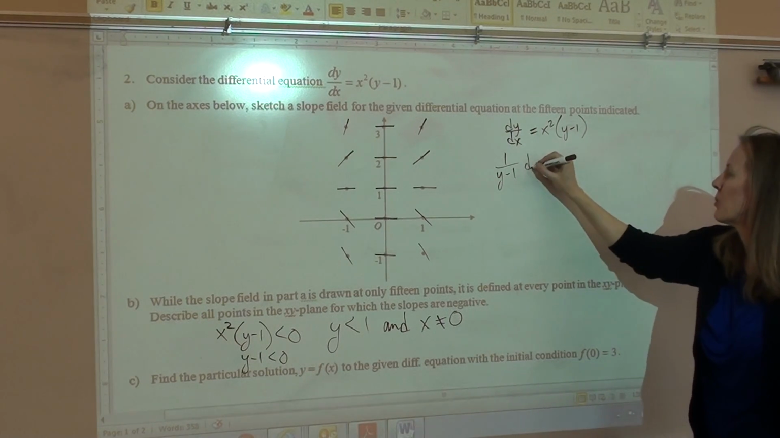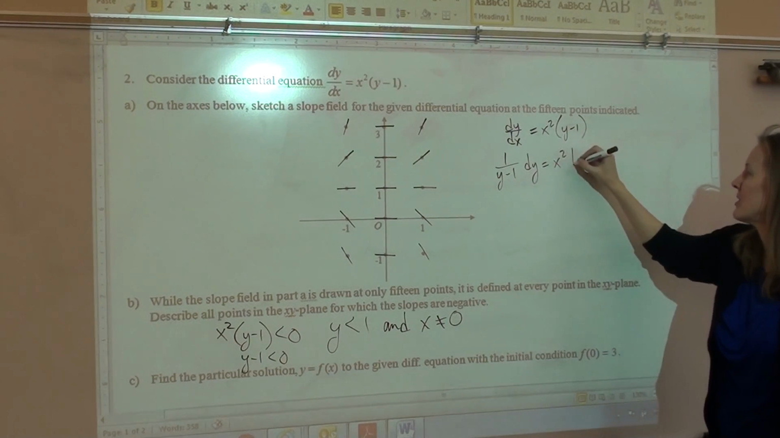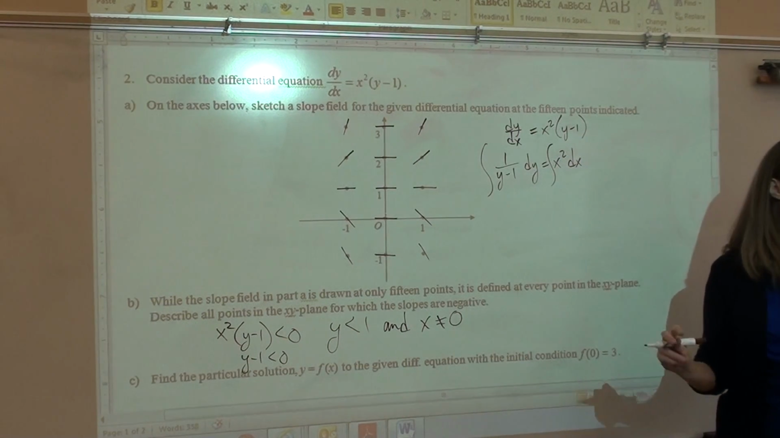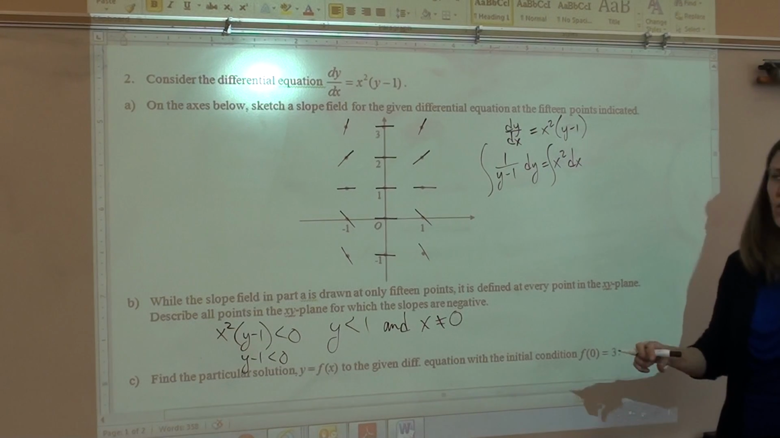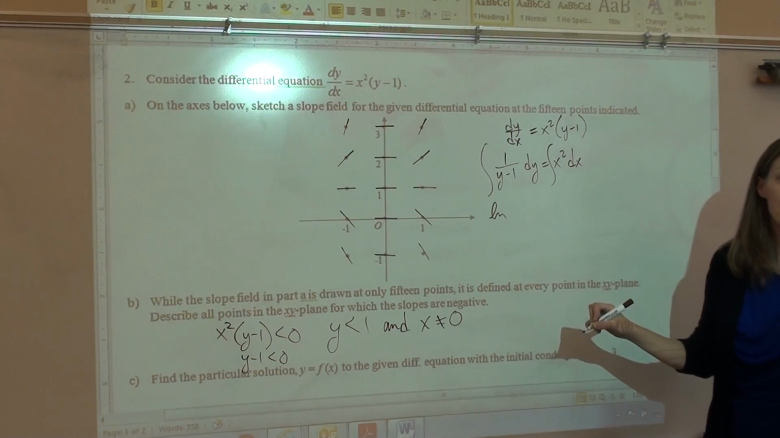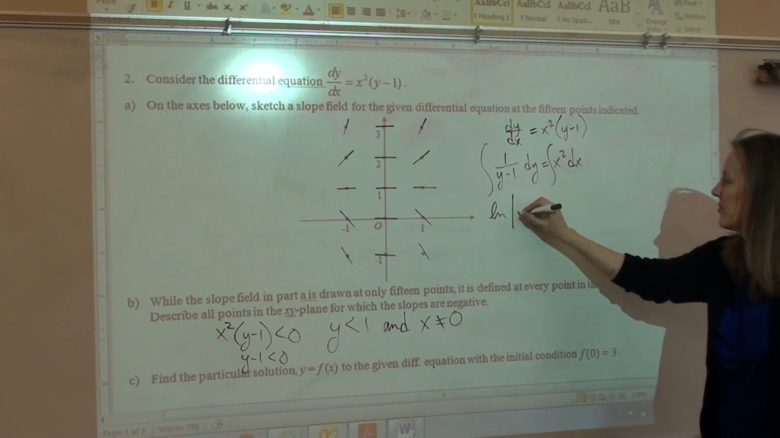1 over y minus 1 dy equals x squared dx. Do I have to do a u substitution on the y minus 1? No, because it's y plus a number, so it's ln. Do I need an absolute value? Yes, I do.